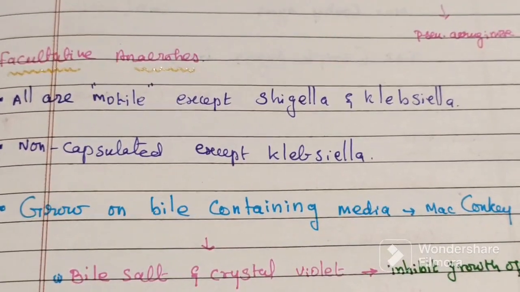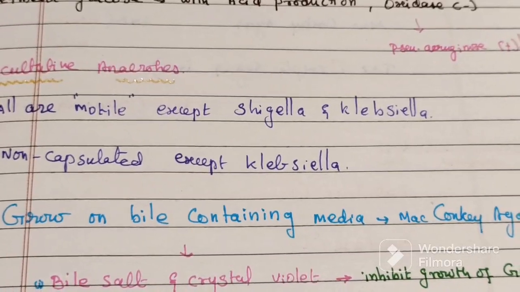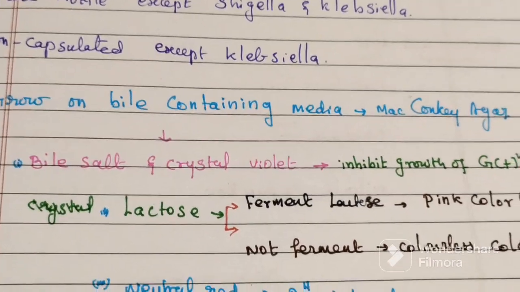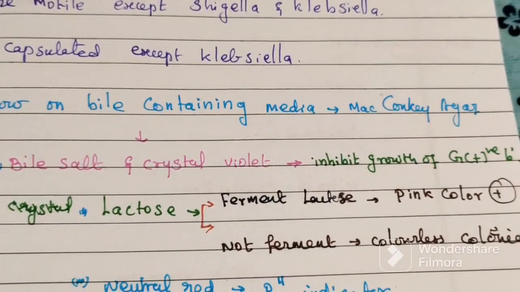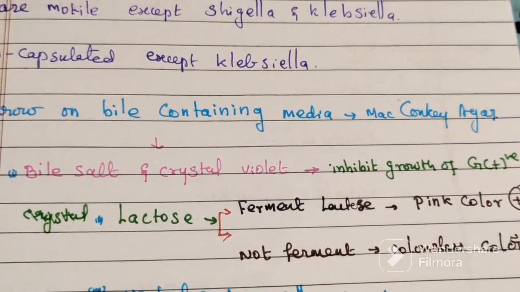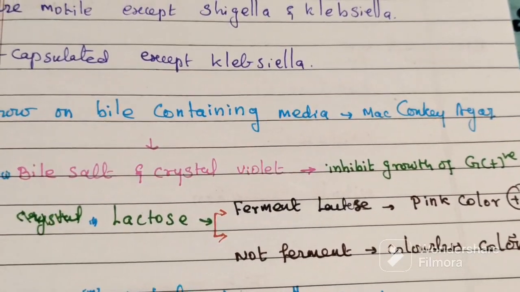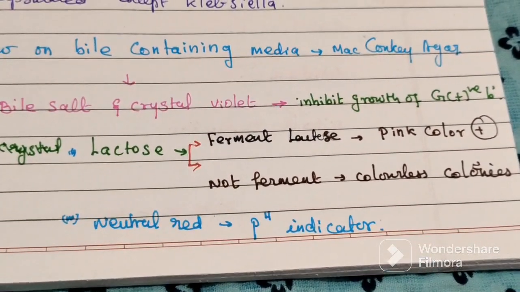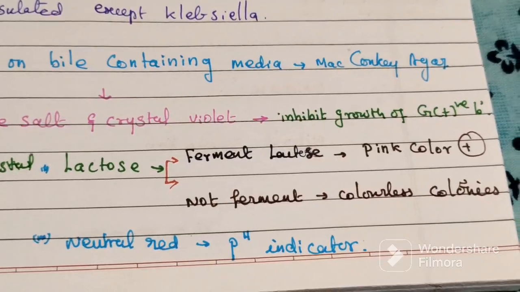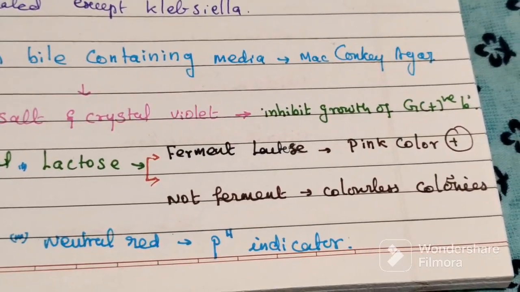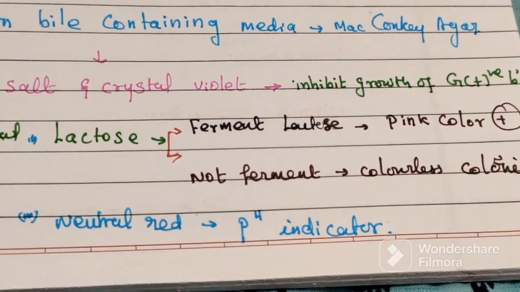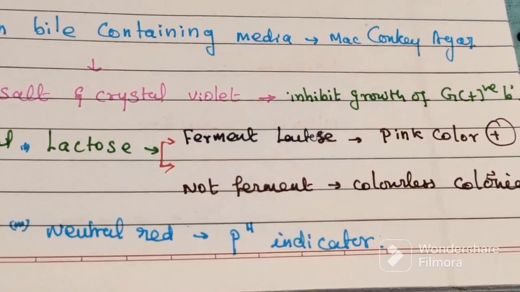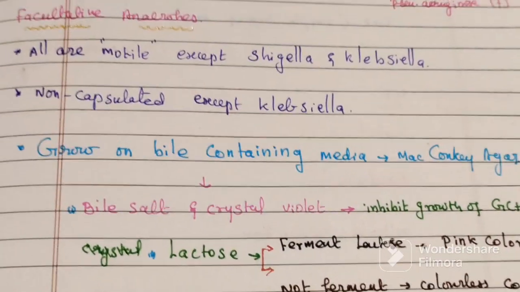Bile-containing medium, MacConkey agar medium, is a selective and differential medium. It contains bile salt, crystal violet, lactose, and neutral red. The bile salt and crystal violet inhibit the growth of gram-positive bacteria. Lactose-fermenting colonies produce pink color, while non-fermenters produce colorless colonies. Neutral red is the pH indicator, and the color changes to pink.